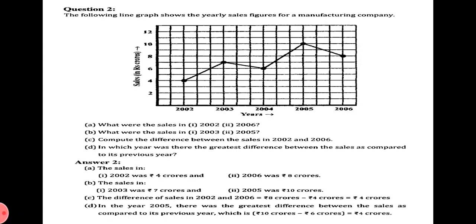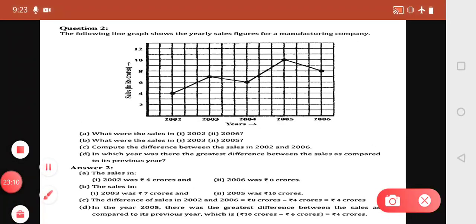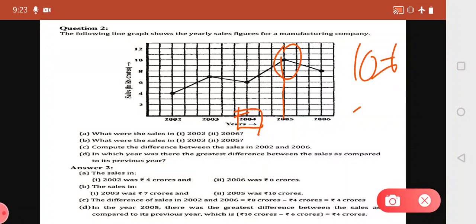So we write the answer. In the year 2005 there was the greatest difference between the sales as compared to the previous year, that is 2004, which is rupees 10 crores minus rupees 6 crores, that is equal to rupees 4 crores. So you can see the greatest point is here and we have to compare it with the previous year. So this is 2005, and we compare it with 2004. So the difference is 10 minus 6, that is equal to 4 crores.